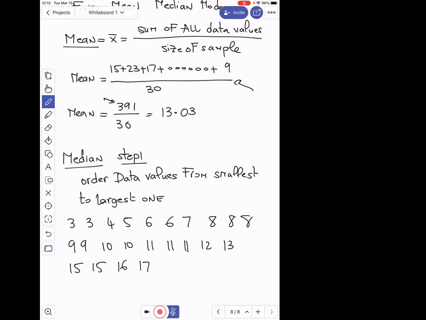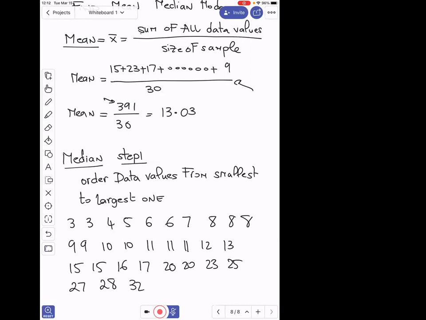Then 2 20s, 123, 125, 127, 128, and then 30, 32. So I think we have 30 numbers here. You can double check, guys, but you got the idea. You have to order your numbers from the smallest to the largest.